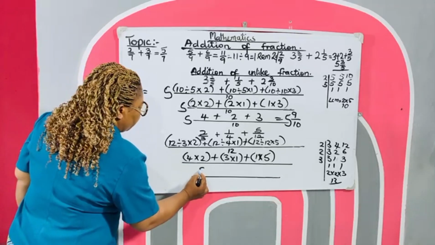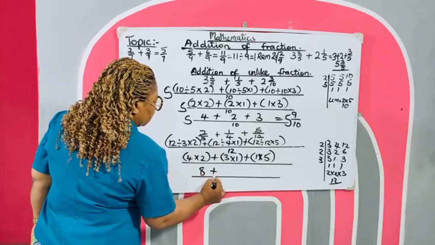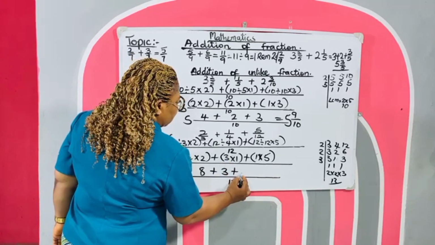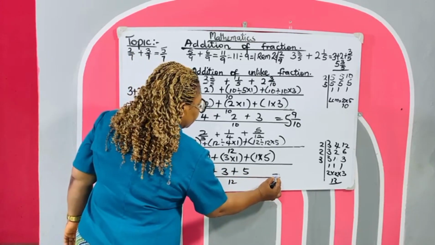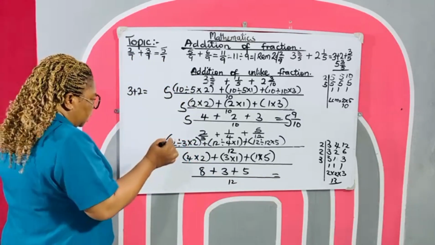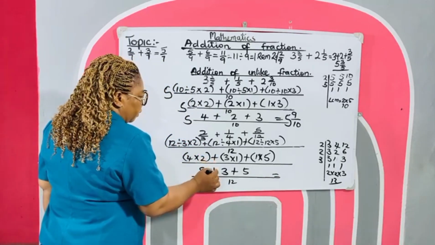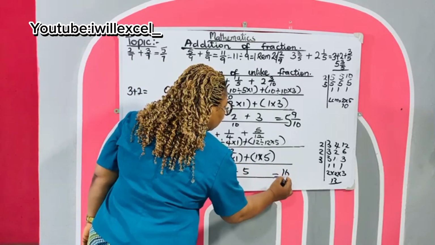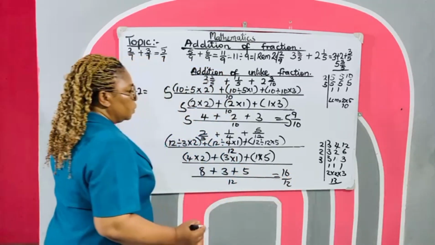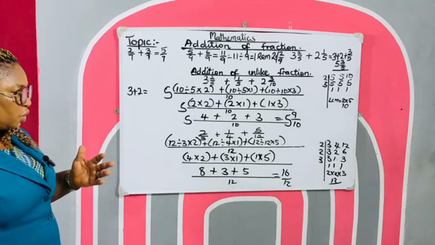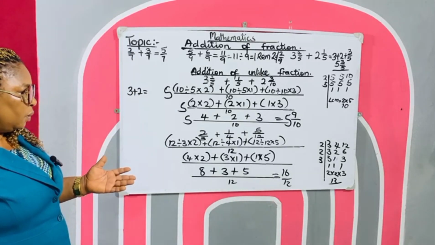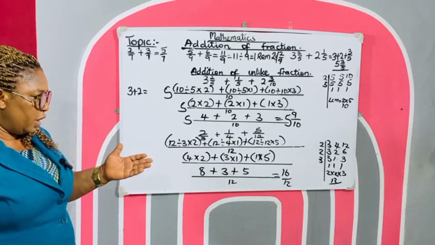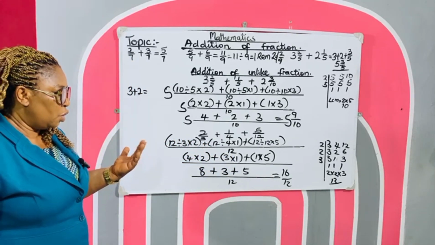4 times 2 will give me 8, plus 3 times 1 will give me 3, plus 1 times 5 will give me what? 5. And I see 8, 9, 10, 11, 12, 13, 14, 15, 16. I have 16 over 12. You see, the numerator is now bigger than the denominator. You don't leave it like that.